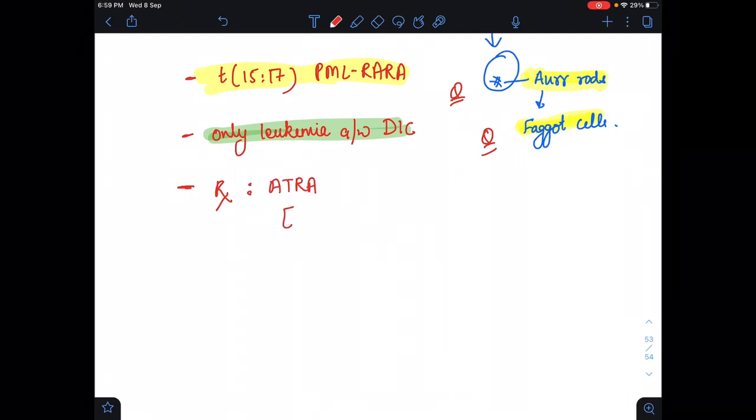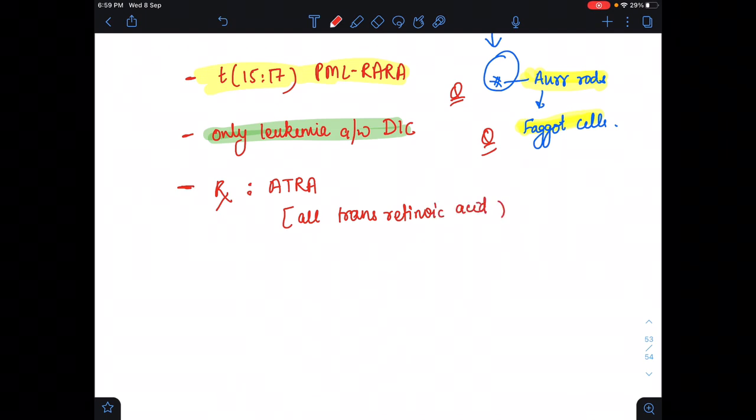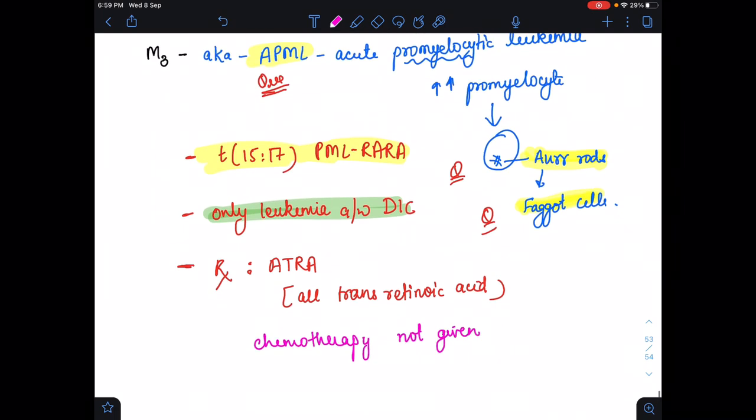The full form of ATRA, as we all know, is all-trans retinoic acid. And in this we do not give chemotherapy, so chemotherapy is not given. Please remember it. So these questions were about the M3 AML: the other name for M3 AML is APML, translocation 15:17 is seen here, while in the M2 translocation 8:21 is seen. It is the only leukemia associated with DIC. For the treatment of M3 AML, ATRA is given. So these were the questions about the M3.